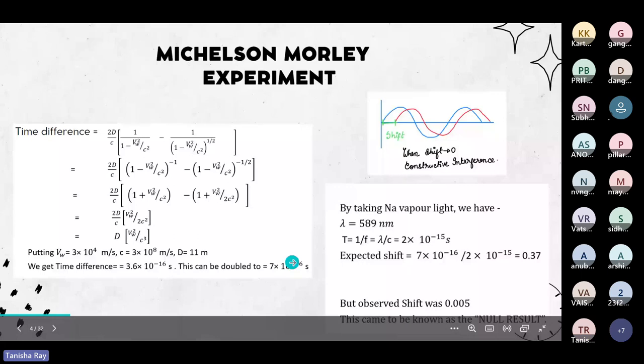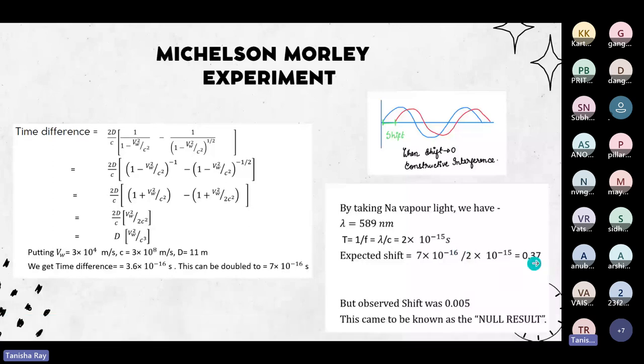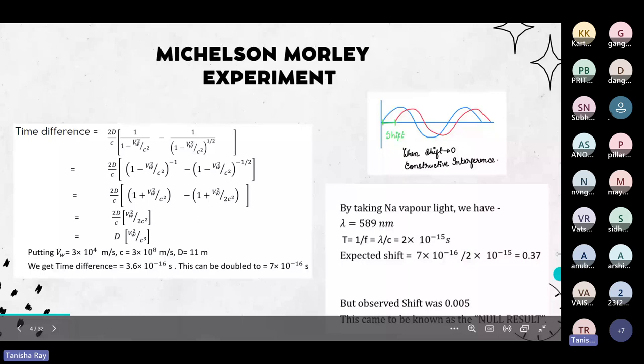So this is the maximum time difference that we can get theoretically. If we take this time difference into account and try to calculate the expected shift, we will get something of approximately 0.4. So this was the expected shift that they were expecting to get if the ether wind had a velocity of this.